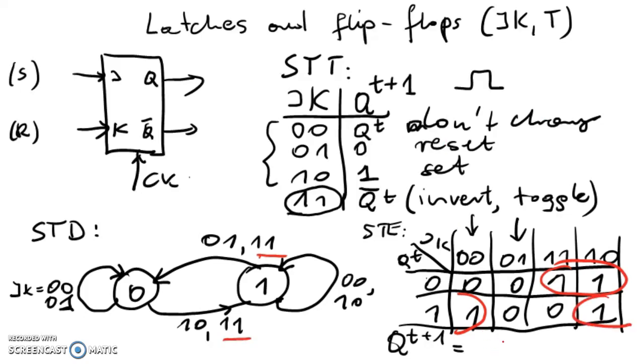And the equation is, from the first group you'll get J times not Q of t, and plus from the second group, not K times Q of t. And that's all as far as JK flip-flop or latch is concerned. For latches and flip-flops, this kind of description is the same.